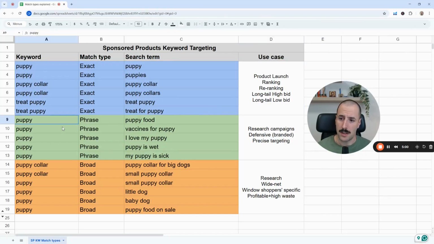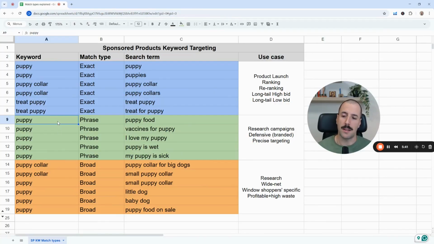So phrase match, pay attention that this is only a single word as a keyword, puppy, and in phrase match it can generate multiple different search terms. So it can be puppy food, it can be vaccines for puppy. So the logic behind puppy in a phrase match is giving you everything that you defined with additional words before or after that. So that's why this can be puppy food, or it can be vaccines for puppy, I love my puppy, or puppy is wet, or my puppy is sick. So it can go crazy, really, especially when used as a single word.